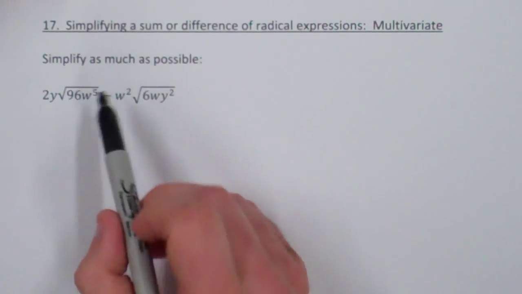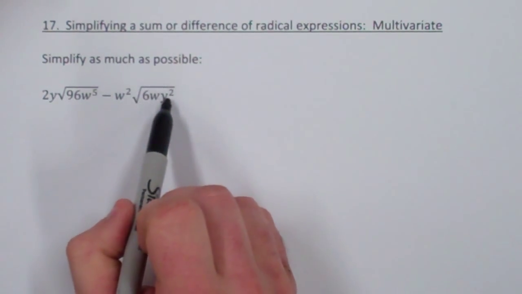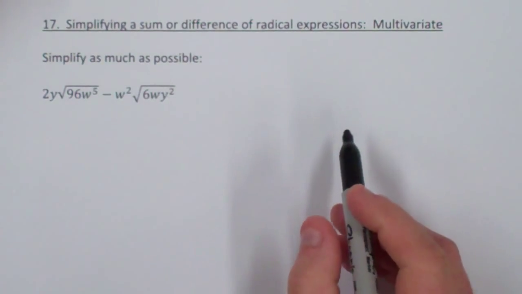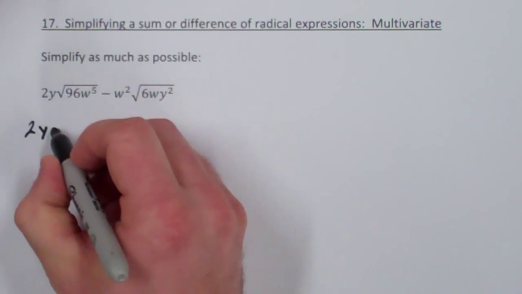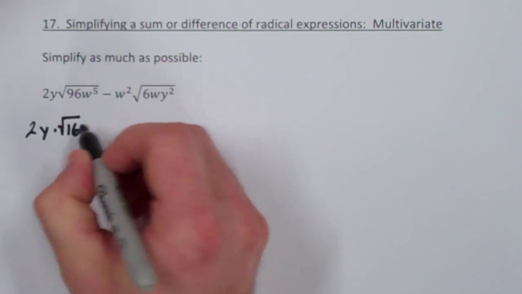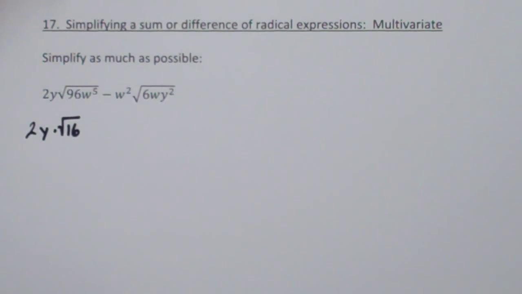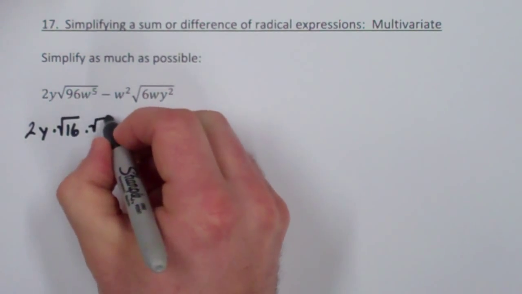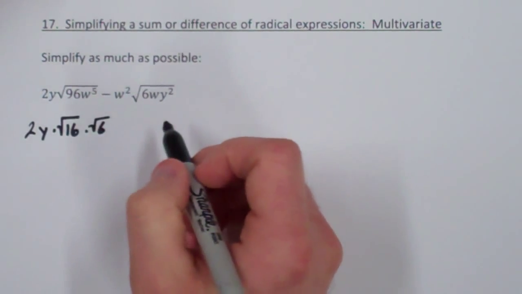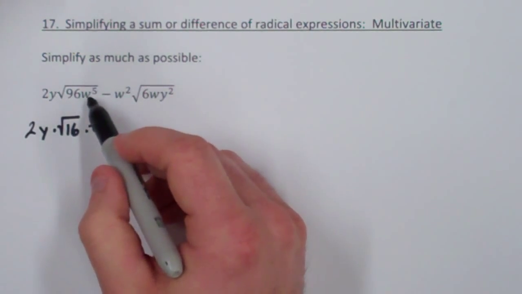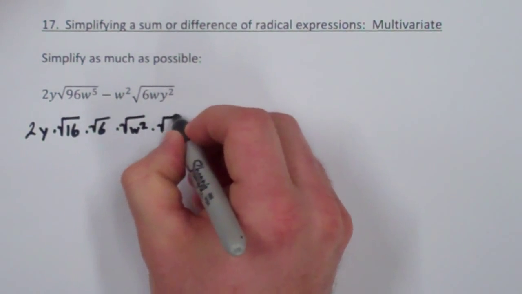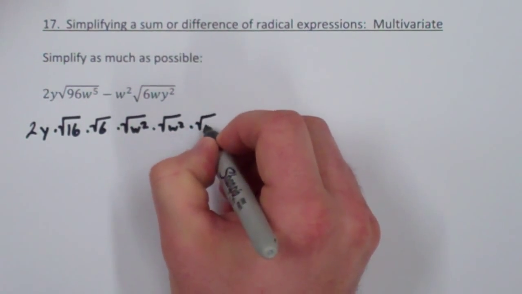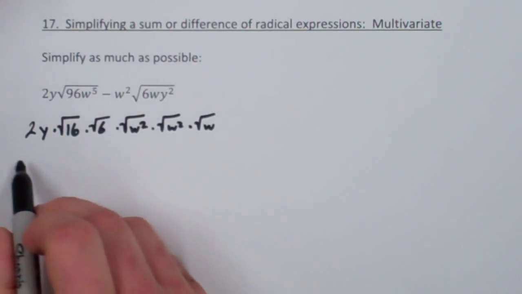So to begin, what we want to do is take a look at these radicals, and we're going to simplify them as if they're their own problem. Right away, what I'm noticing is that the square root of 96 can be rewritten as the square root of 16, and then let's see, how many times does 16 go into 96? I think that's 6. So this will be the square root of 16 times the square root of 6. There's your 96 part. Also, this w to the 5th power here could be rewritten as w squared times w, all underneath the square root signs.